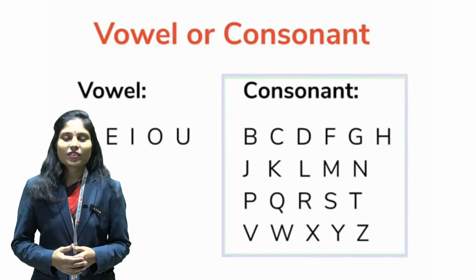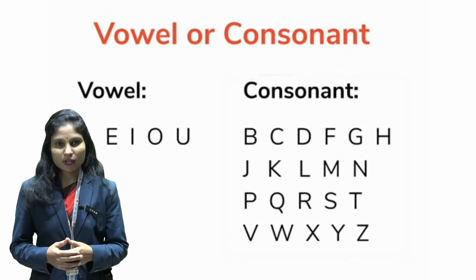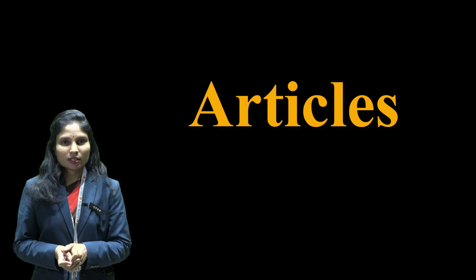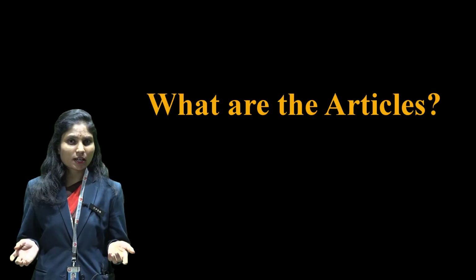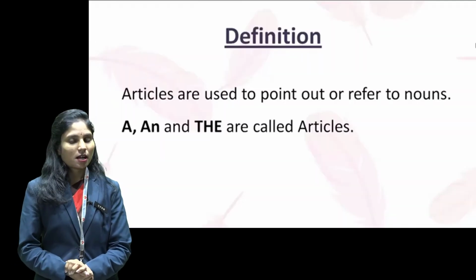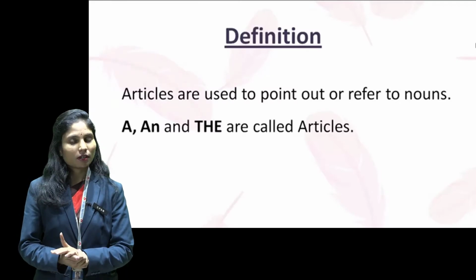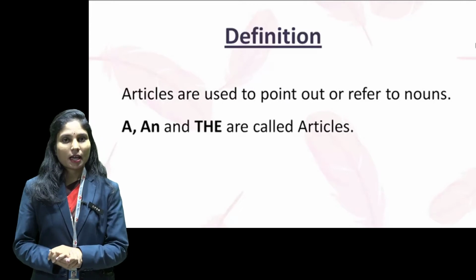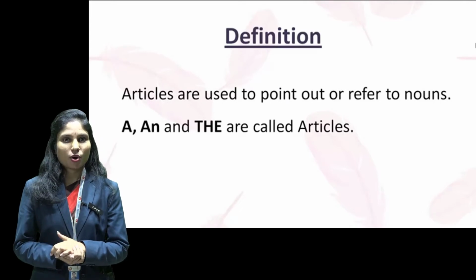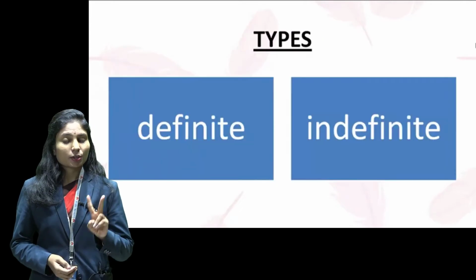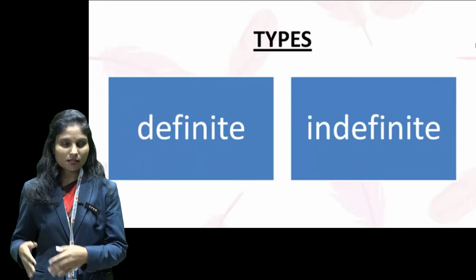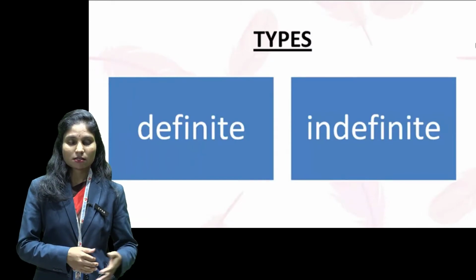Because today we are going to learn about the best friend of vowels and consonants. Can you guess it? Yes, today we are going to learn about articles. What are articles? Articles are the words that are used to point out or refer to a noun. A, an and the are called articles. There are two types of articles, definite articles and indefinite articles.